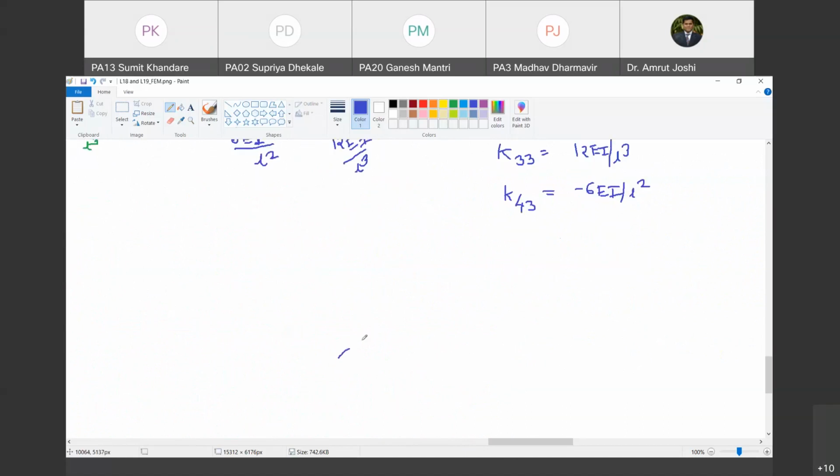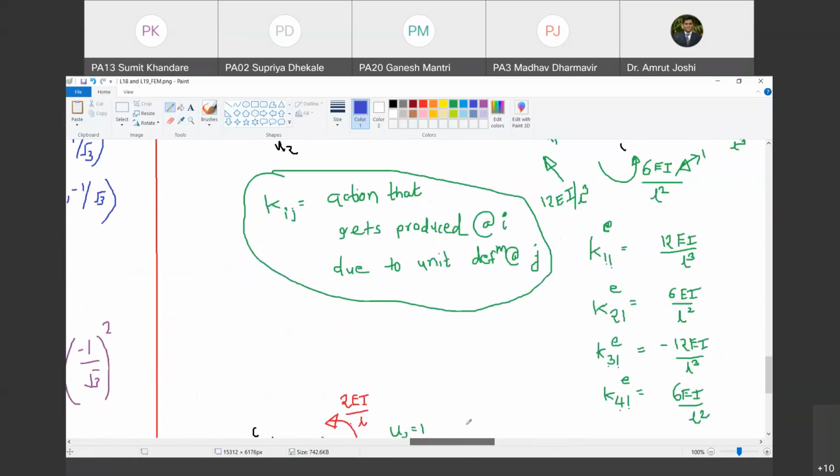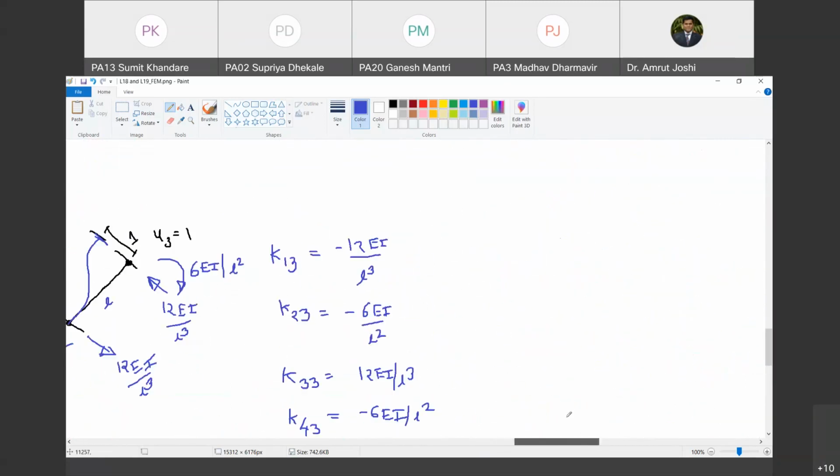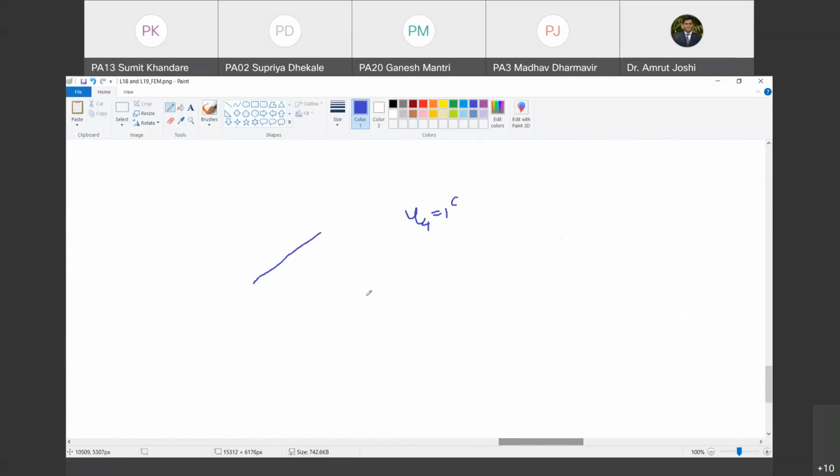Now the last figure. What is the last figure? In which we give U4 equal to 1. What is U4? U4 is the rotation. Are you with me? Yes, sir. So I need to give an anti-clockwise rotation here. If I give the anti-clockwise rotation, the tangent would look something like this. The deformed shape is going to look something like this, so that I have given the anti-clockwise rotation.